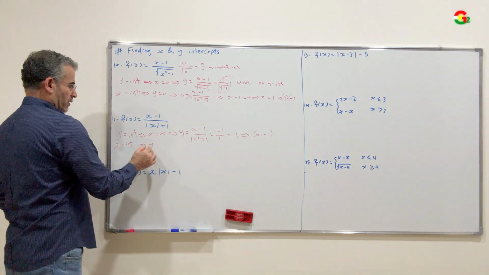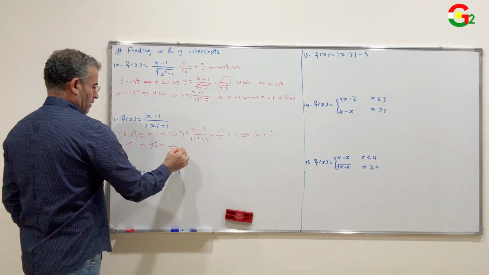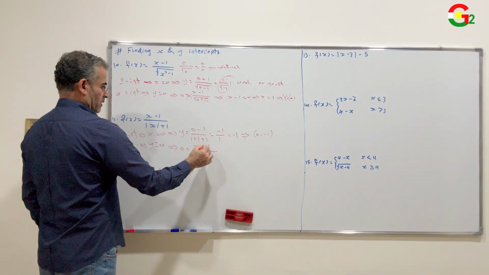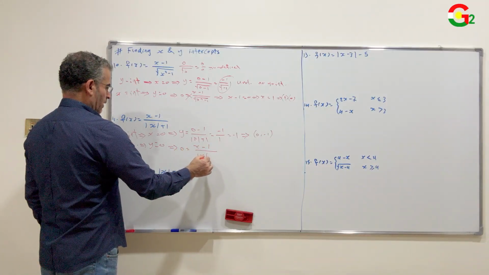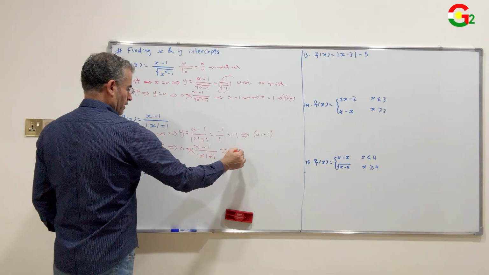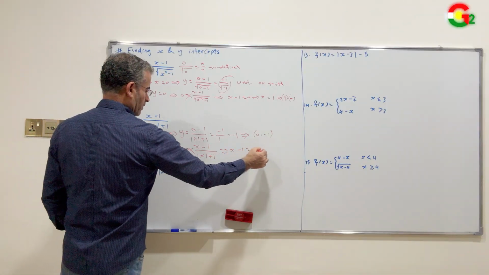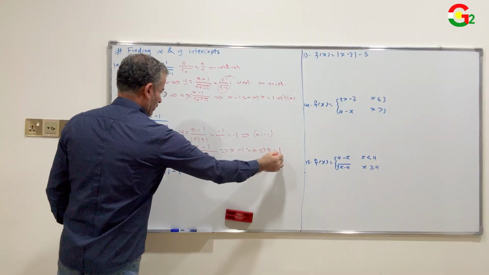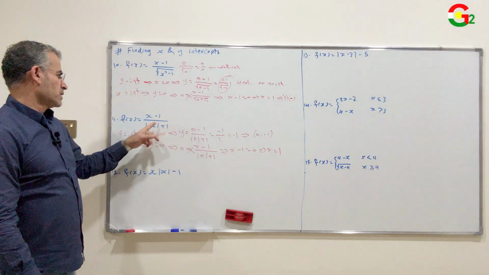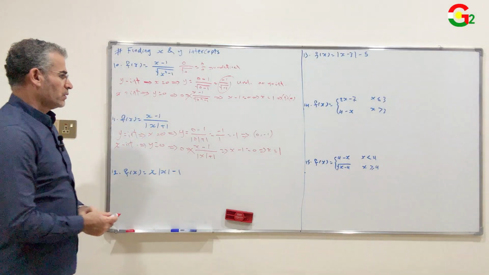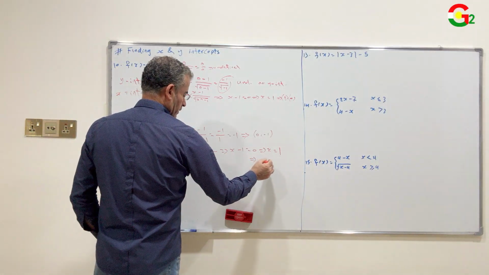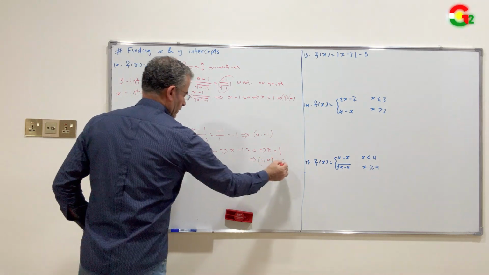For x-intercept, we set y equals 0 and solve the equation to find x. x minus 1 over the absolute value of x plus 1. Cross multiplication, then x minus 1 equals 0, x equals 1. 1 minus 1 is 0 over 2, which is 0. It is an x-intercept point.